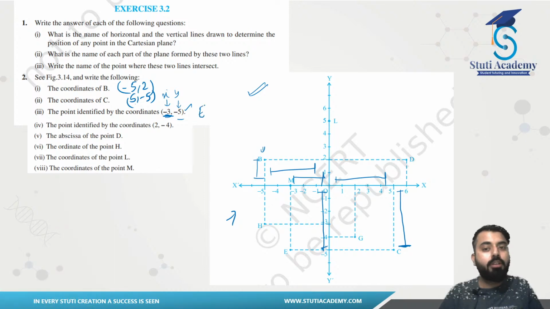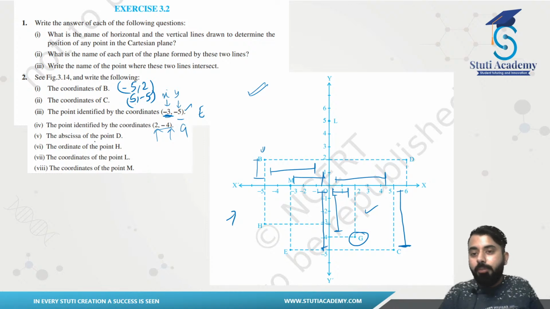So this will be E. Now the point identified as 2 comma minus 4. You see, x is positive, y is negative, so we will be in the fourth quadrant, right? X positive, y negative, so the vertical distance should be negative 4 and the horizontal 2. Horizontal 2, vertical negative 4. So it should be G.